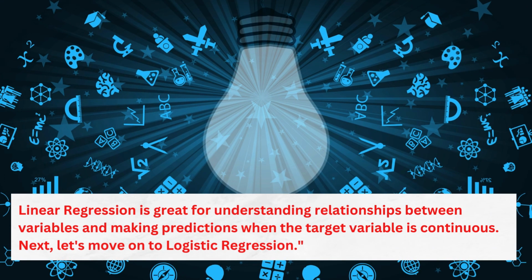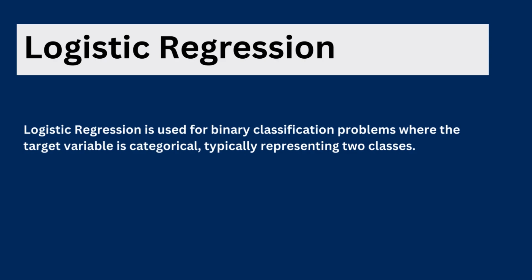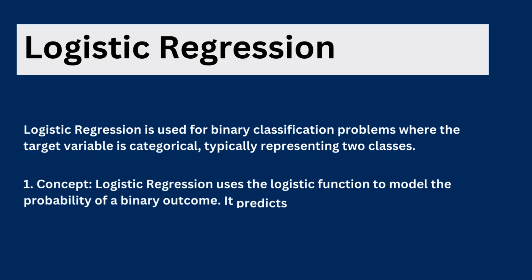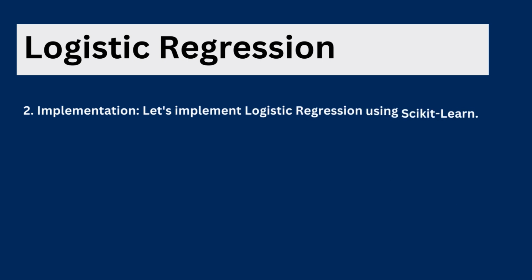Next, let's move on to logistic regression. Logistic regression is used for binary classification problems where the target variable is categorical, typically representing two classes. 1. Concept: logistic regression uses the logistic function to model the probability of a binary outcome. It predicts the probability that a given input belongs to a certain class. Example: P(y=1) = 1 / (1 + e^(-z)), where z = b0 + b1*x1 + ... + bn*xn.